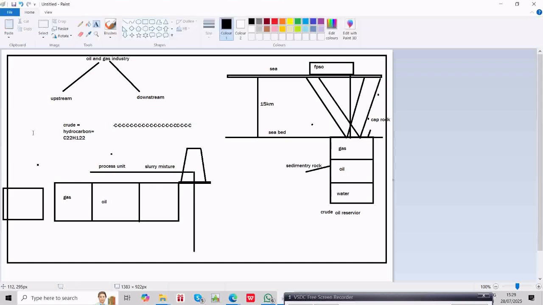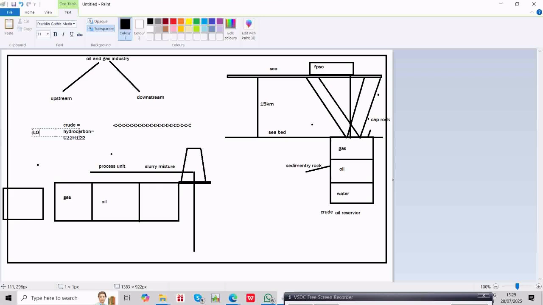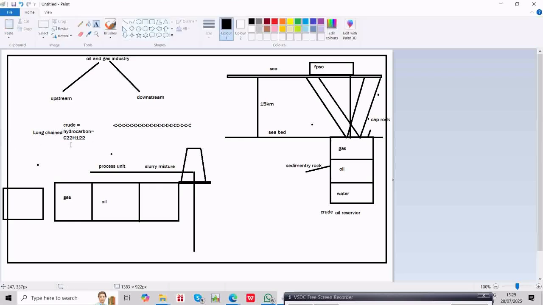So crude oil is called a long chain hydrocarbon. Crude is called a long chain hydrocarbon whose chemical formula is C22H122, right? And this long chain hydrocarbon is a useless product, as it is.